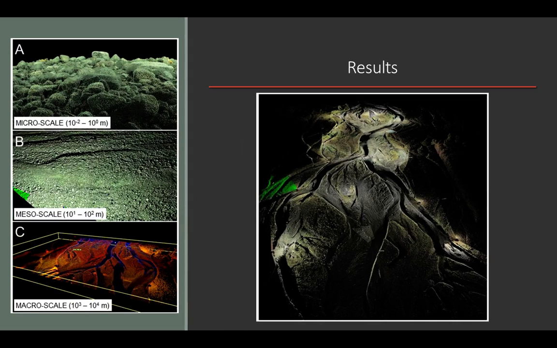So the result, after all the point clouds are stitched together, is an extremely high quality model of the riverbed and the topography. And you can see on the left that it can be used at multiple scales: the granular scale, the bedrock scale, or the different braided channels, depending on what the project and study needs call for.